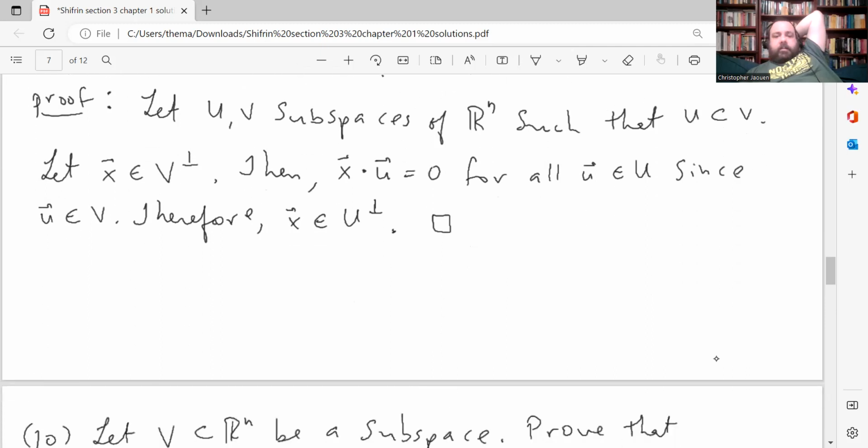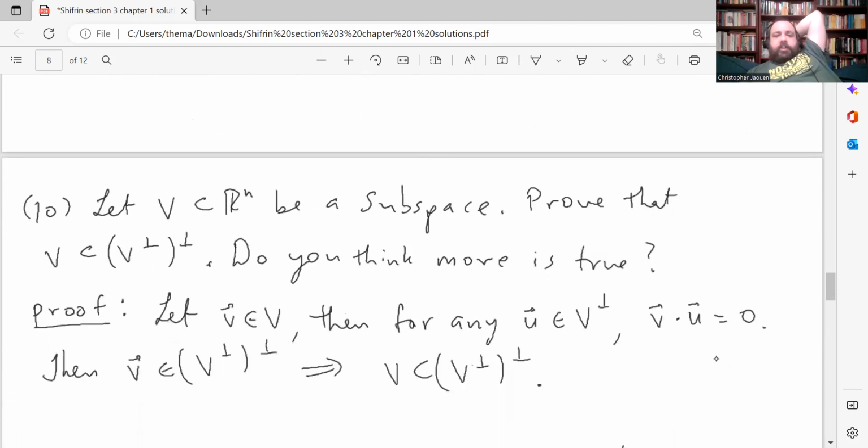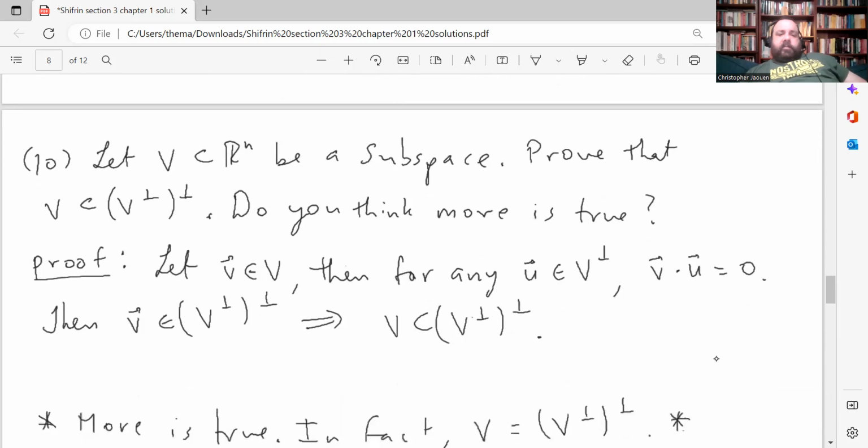All right, that was question 9. Question 10. Let V be a subspace of Rn. Prove that V is a subset of V perp perp. And he asks, do you think more is true? All right, let's prove the statement first.